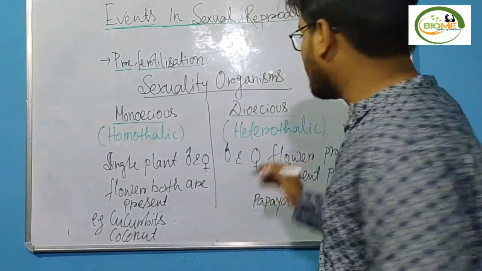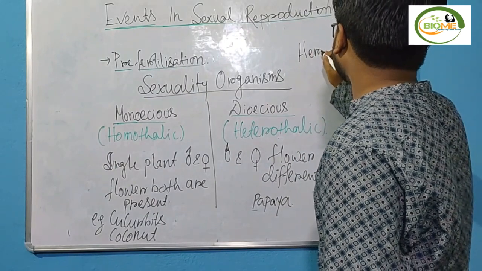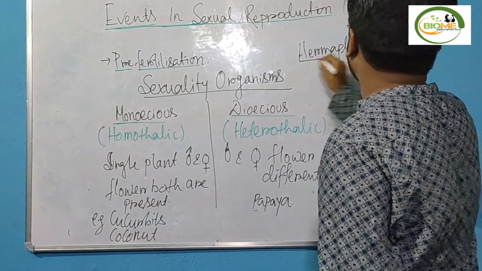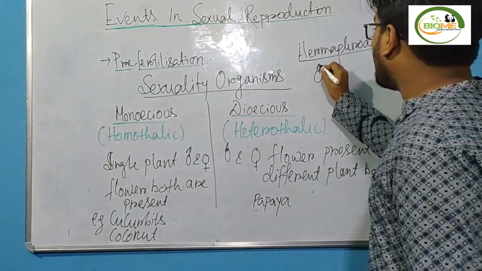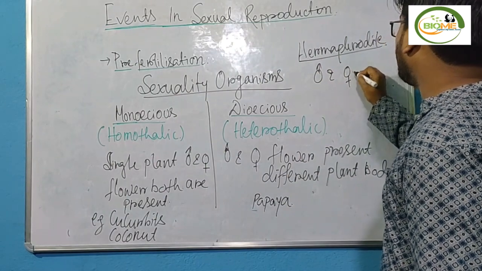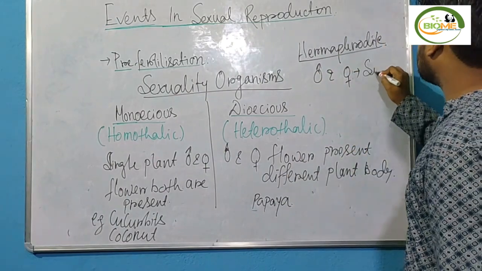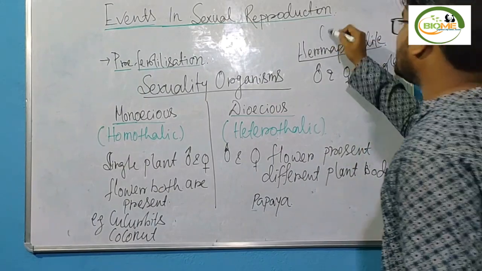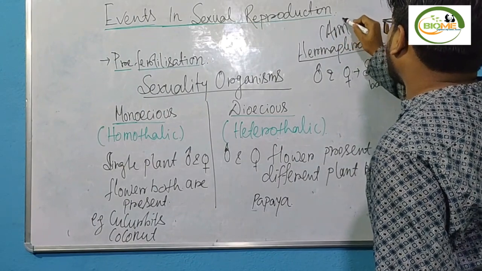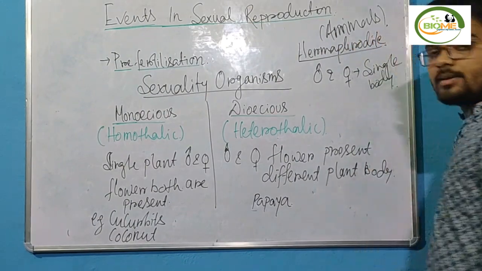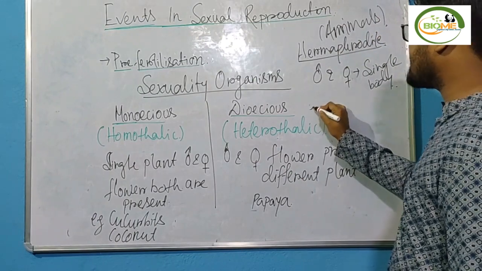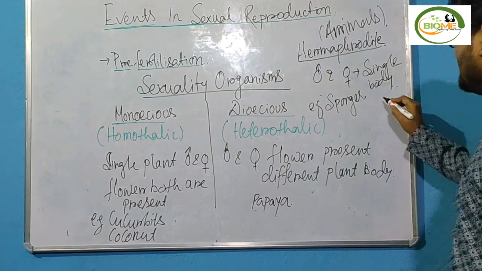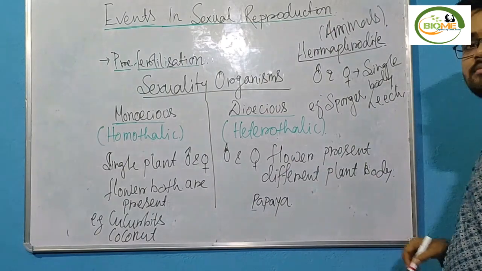So this is a very important point. This is hermaphrodite. So what is the hermaphrodite? That means the male part and the female part both are present in a single body, generally in case of animals. Okay, a few examples are there: sponges, leech, you already know leech, earthworm.